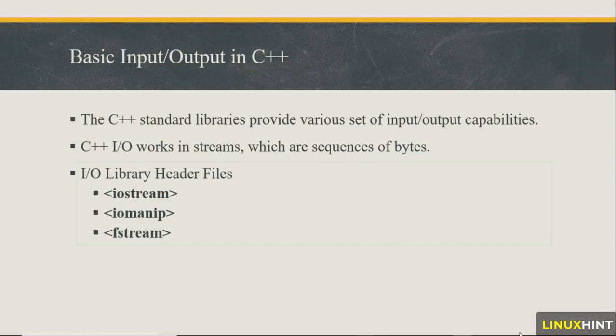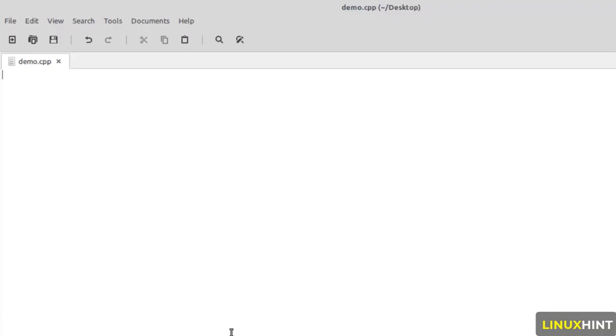So let's see a couple of examples of input-output functionality, and how we can implement this in C++. This is my demo.cpp file, and the first example is about cout, which is the standard output stream. First of all, include the iostream library here. Define the namespace using namespace std. Then define the main function, that is int main. Declare an integer variable here, that is number, and assign the value 10 to this variable.